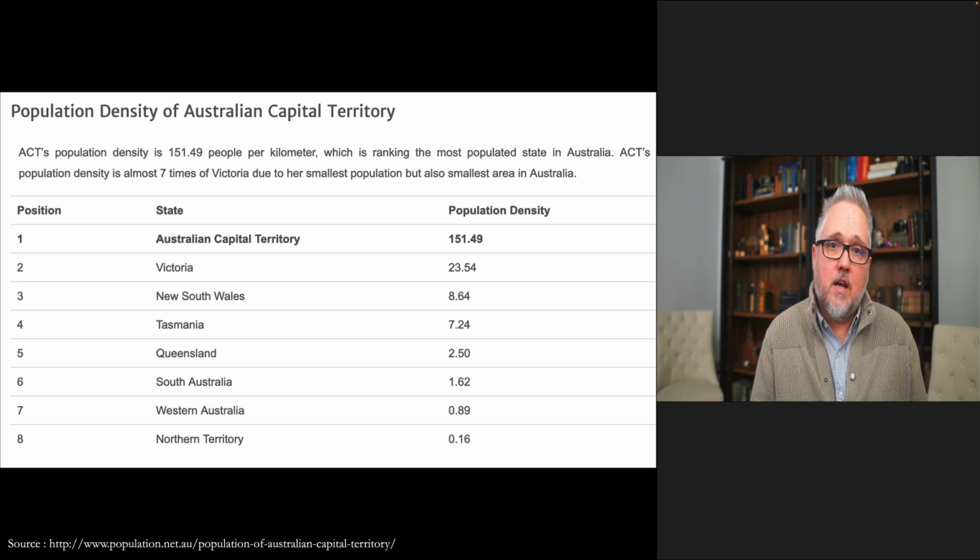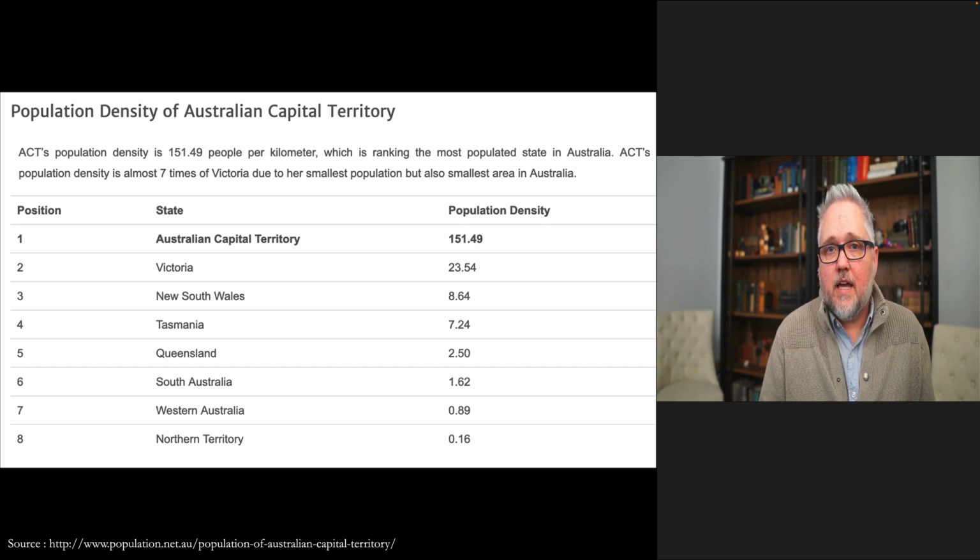We have the highest population density of any state or territory within Australia, as it probably wouldn't surprise any Australian citizens amongst us, with over 151 people per kilometer. The next is Victoria, and way down at the bottom is Northern Territory with less than one, and Western Australia with less than one person per square kilometer.